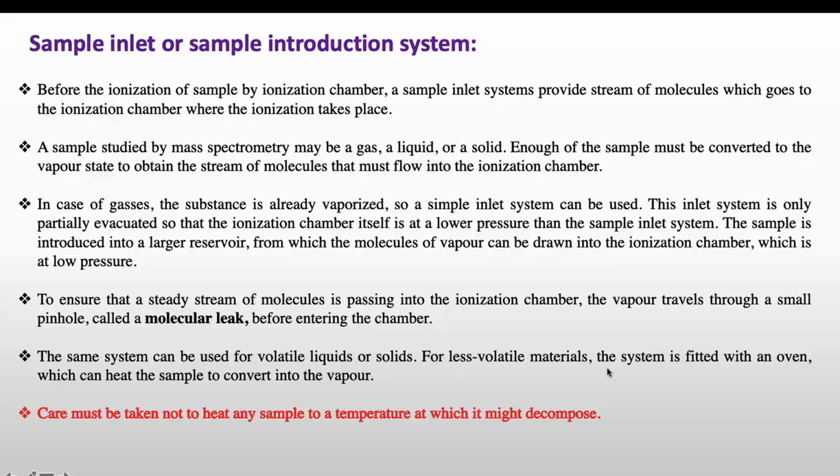For less volatile material, the system is fitted with an oven which can heat the sample to convert it into vapor. We have to note that care must be taken not to heat any sample to a temperature at which it might decompose, because if you increase the temperature, the stability of the sample is affected and it will decompose, and then we will not get any molecular ion peak or fragment ion peak in the mass spectrum.